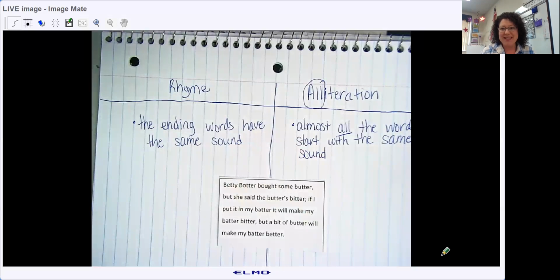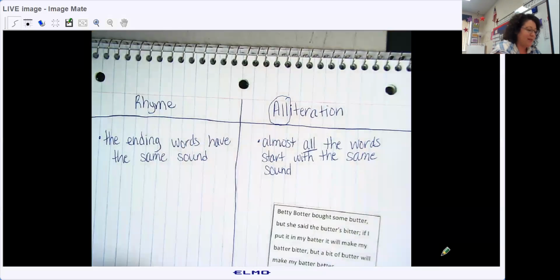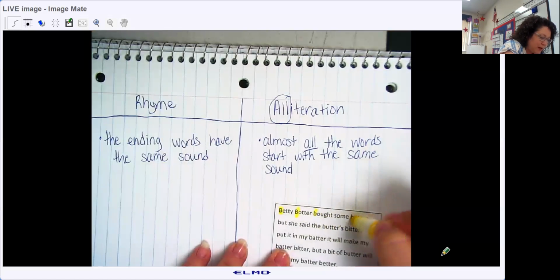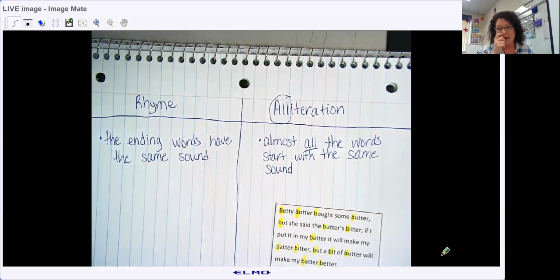So let's figure out which one this is. Betty Botter bought some butter, but she said the butter's bitter. If I put it in my batter, it will make my batter bitter, but a bit of butter will make my batter better. Which one? What do you notice? That one should be pretty easy. Yes, that is alliteration. Almost all the words start with the same sound. Betty Botter bought some butter, but she said the butter's bitter. If I put it in my batter, it will make my batter bitter, but a bit of butter will make my batter better. Batter like when you're cooking.